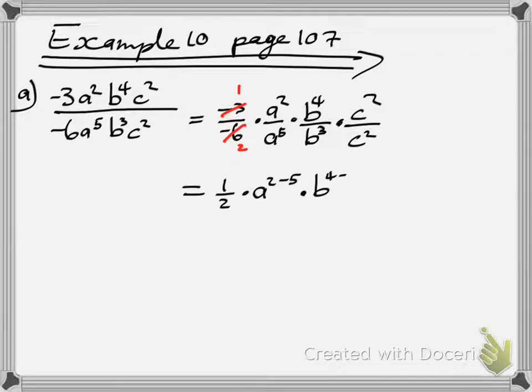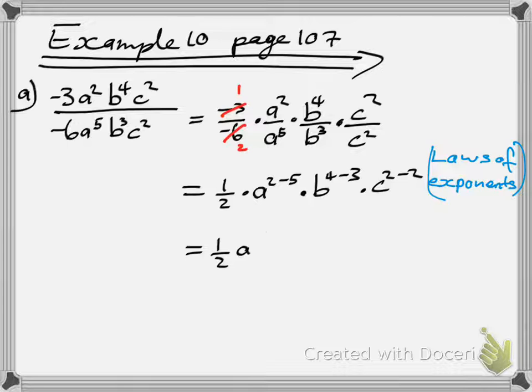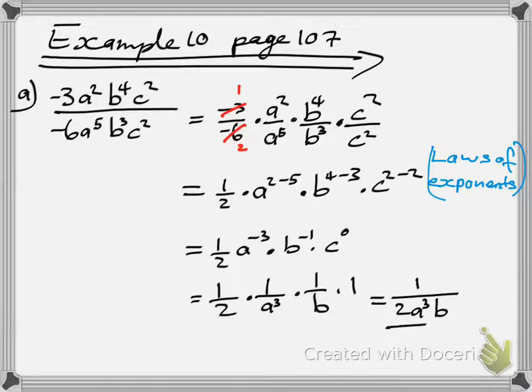And then you use laws of exponents, or exponential laws. When we divide, we subtract. And then you simplify the exponents. Remember, c to the power of 0 is 1. The others, if they are negative, it's a fraction. You multiply them up. That will be your answer. Right. And then moving on.